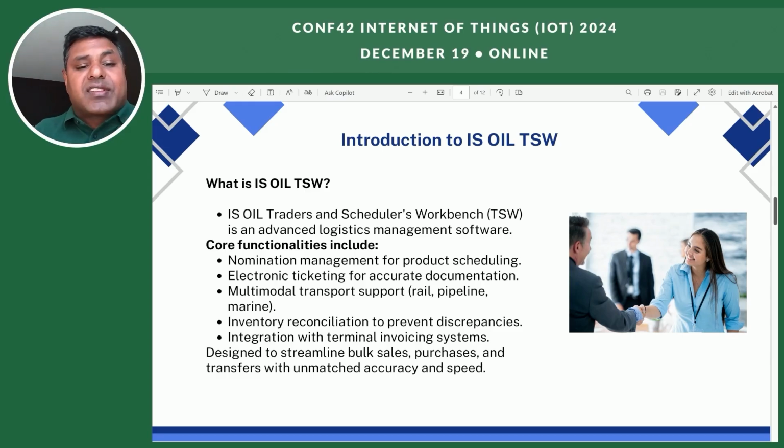So the core functionalities include nomination management for product scheduling, electronic ticketing for accurate documentation, and multimodal transport systems. It also supports multimodal transport systems like rail, pipeline, and marine, inventory reconciliation to prevent discrepancy, and integration with the terminal invoicing system, designed to streamline bulk sales, purchases, and transfers with unmatched accuracy and speed.